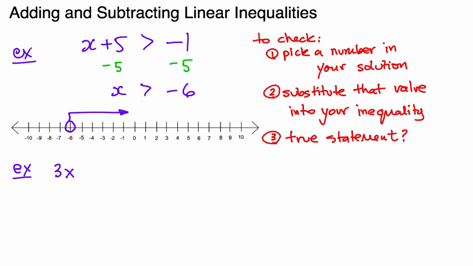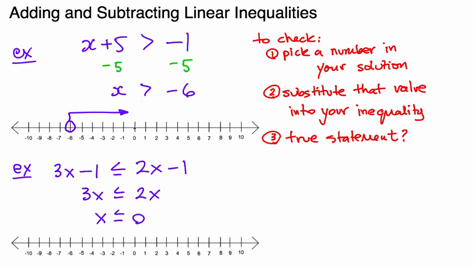Let's do 3x minus 1 is less than or equal to 2x minus 1. And we'll check it at the end as well. So again, you can do things like add 1 to both sides. You can subtract 2x from both sides. And then we can go and graph this. So I'm working with x values that are less than or equal to 0. So equal to 0 means that this is filled in, and less than is in this direction.